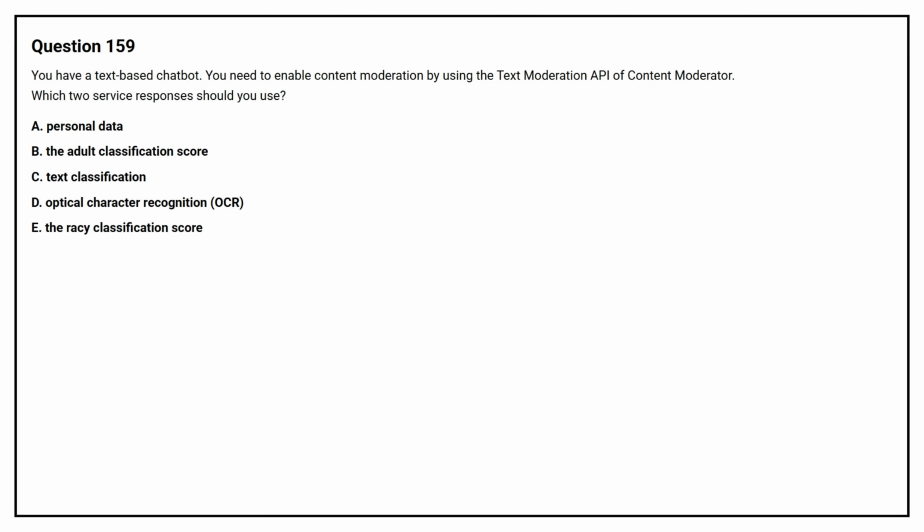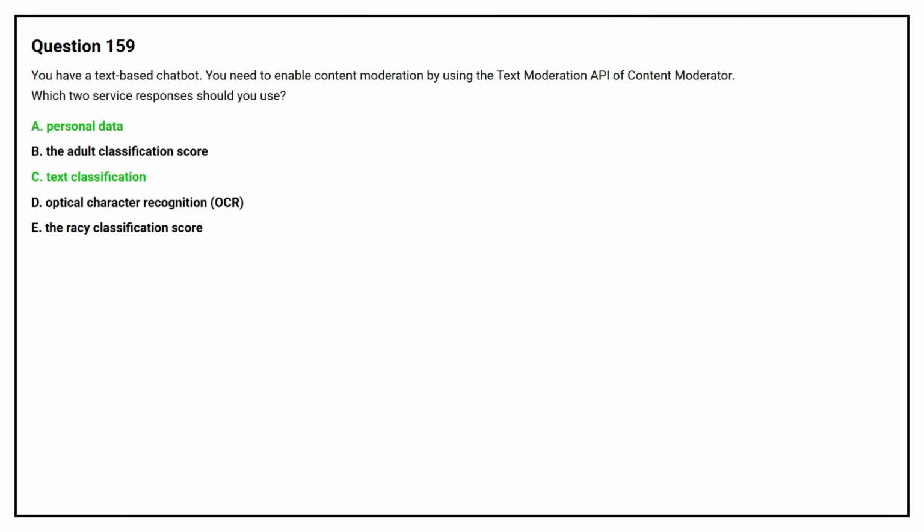Question number 159. You have a text-based chatbot. You need to enable content moderation by using the text moderation API of Content Moderator. Which two service responses should you use? Option A, personal data. Option B, the adult classification score. Option C, text classification. Option D, optical character recognition, OCR. Option E, the racy classification score.